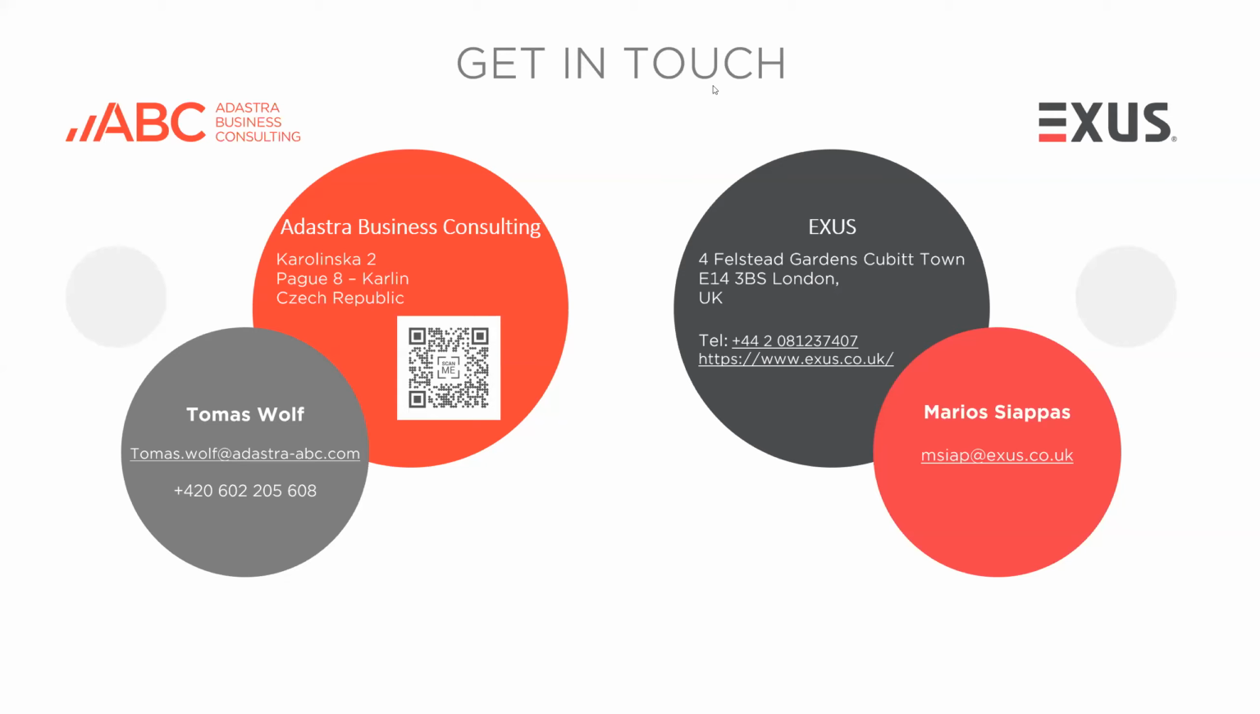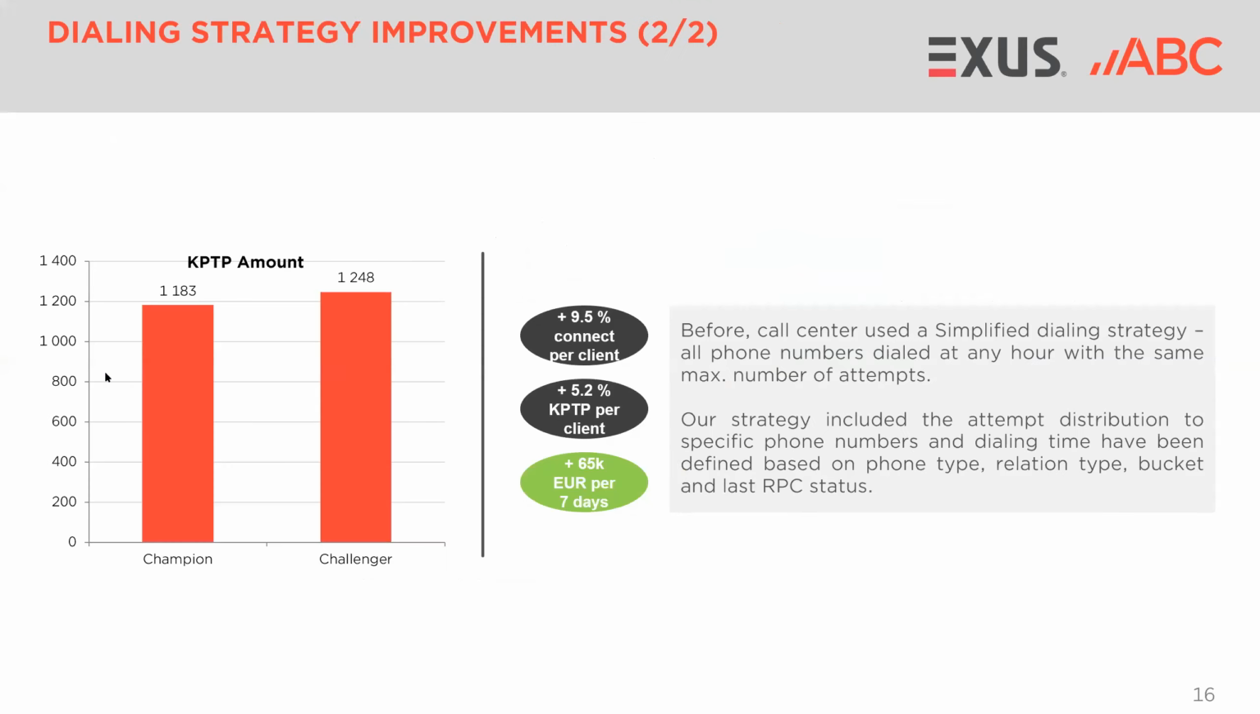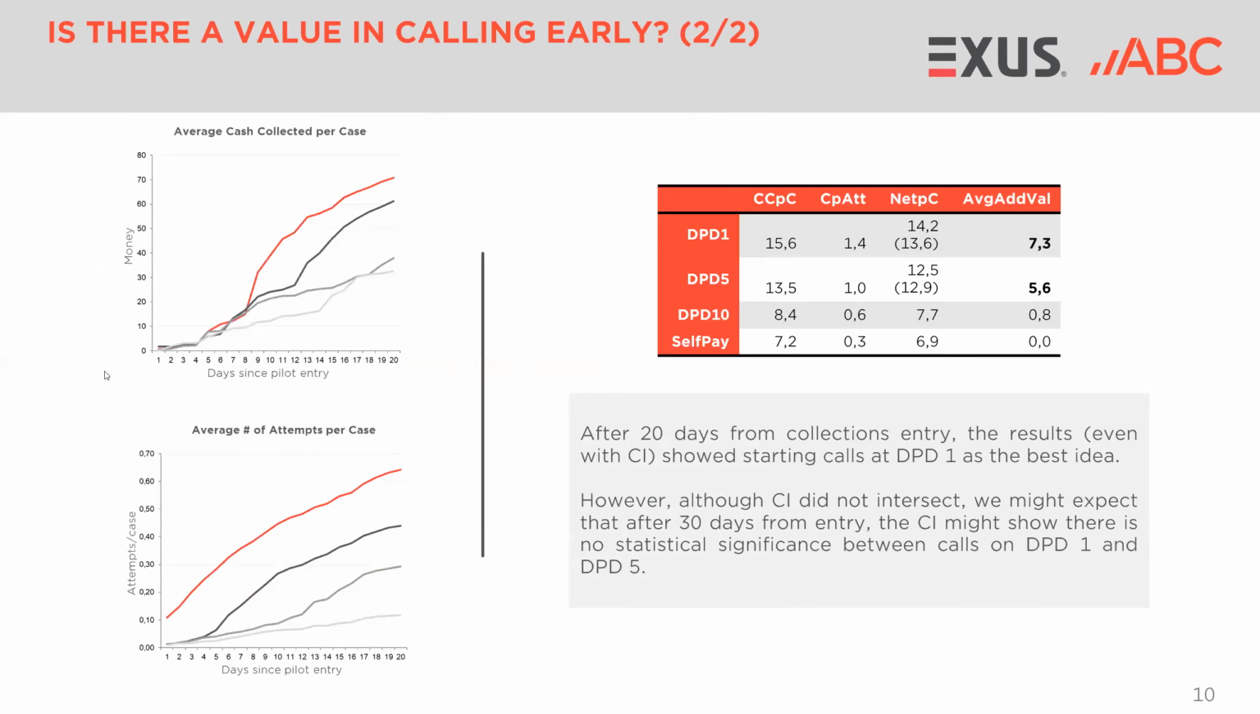Thomas, perhaps you need to state the question because I don't think everyone can see it. Got it. The question was about the conclusion of the first case study, which was: when do you start calling first? DPD1, DPD5, DPD10, and not at all, right? DPD5 and 1 were coming very close, but the measurement days were only at 20. I will show you, which is a very good observation.